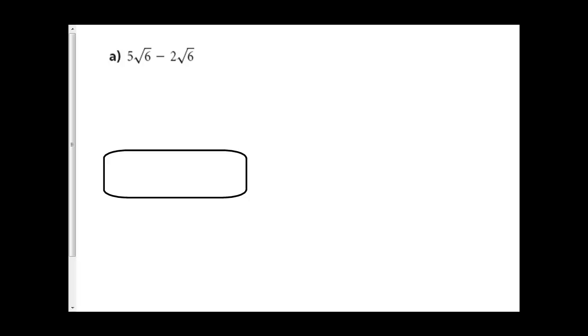It's very similar when we look at radicals. Now here we have 5 root 6, and we're going to take away 2 root 6. Now if you think of the root 6 like a variable, because it behaves the same way, we've got 5 root 6's, we're taking away 2 root 6's, we're going to be left with 3 root 6. So the radical always stays the same, you just add or subtract the coefficients.